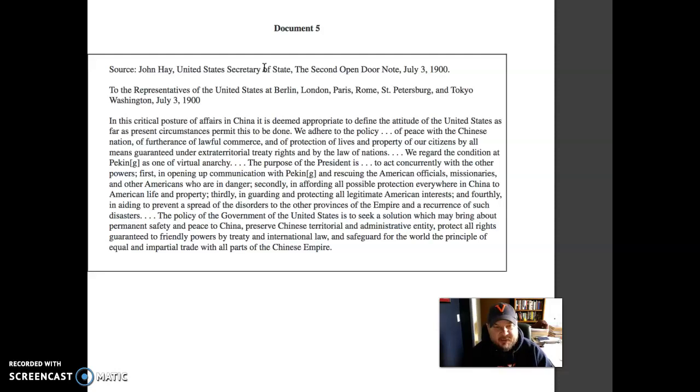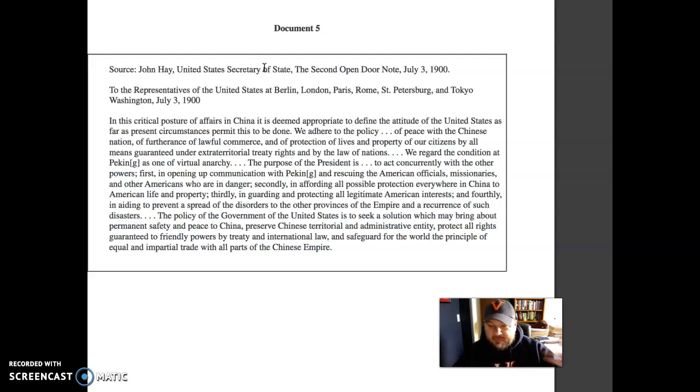Okay, so John Hay was the U.S. Secretary of State. He issues what's known as the second open door note. First, he didn't feel like the United States was getting very fair treatment in China, and he really just wanted everybody to be able to trade freely in China, with China. So that's the open door. Everybody can openly trade with China. And he's also advocating for fair and equal trade for everybody.